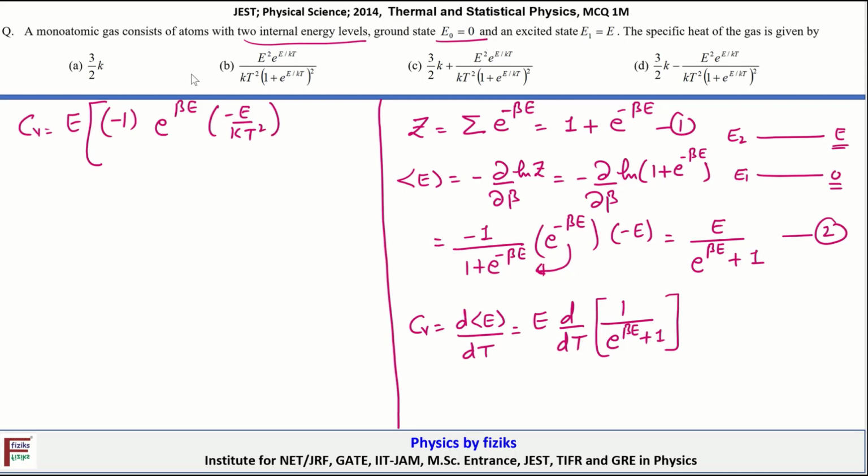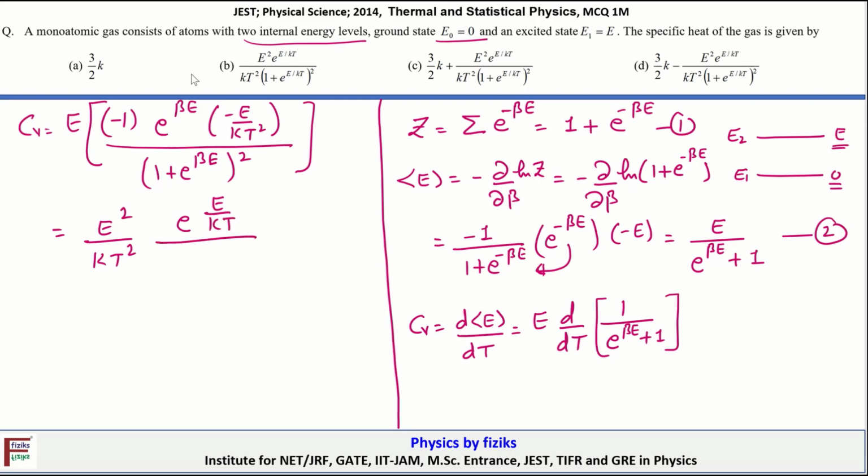Okay, and then divided by the square of the denominator, that's 1 plus exponential beta E, its square. So after rearranging all these terms, this comes out equal to E square upon kB t square, where k is the Boltzmann constant, and then exponential E upon kt, since beta is equal to 1 by kt, E upon kt divided by 1 plus exponential E by kt, whole square. Okay, so therefore option B is the correct one here.